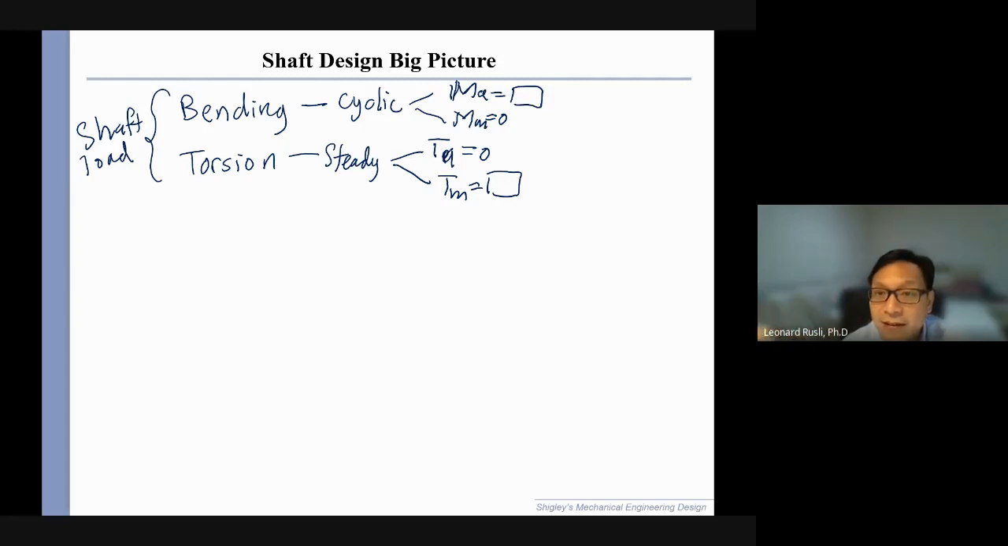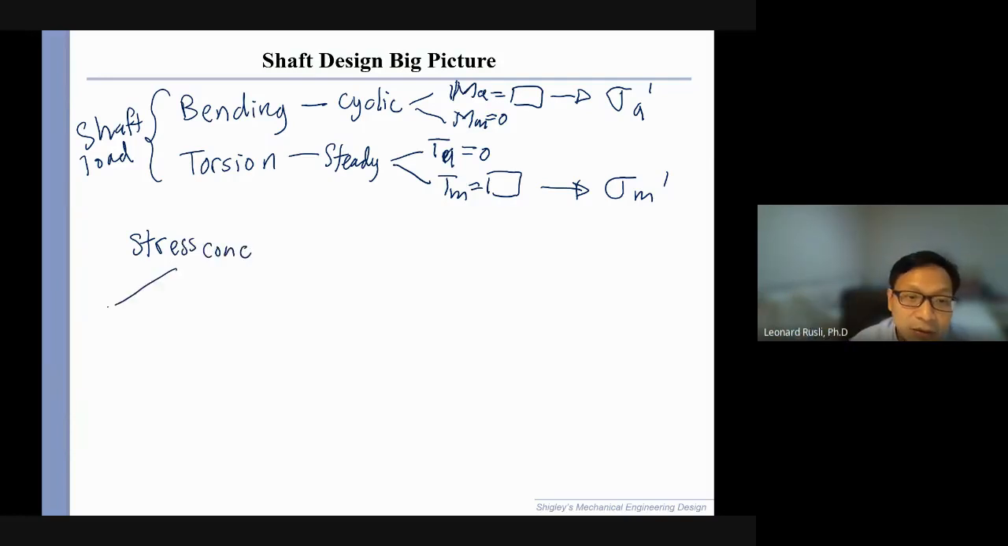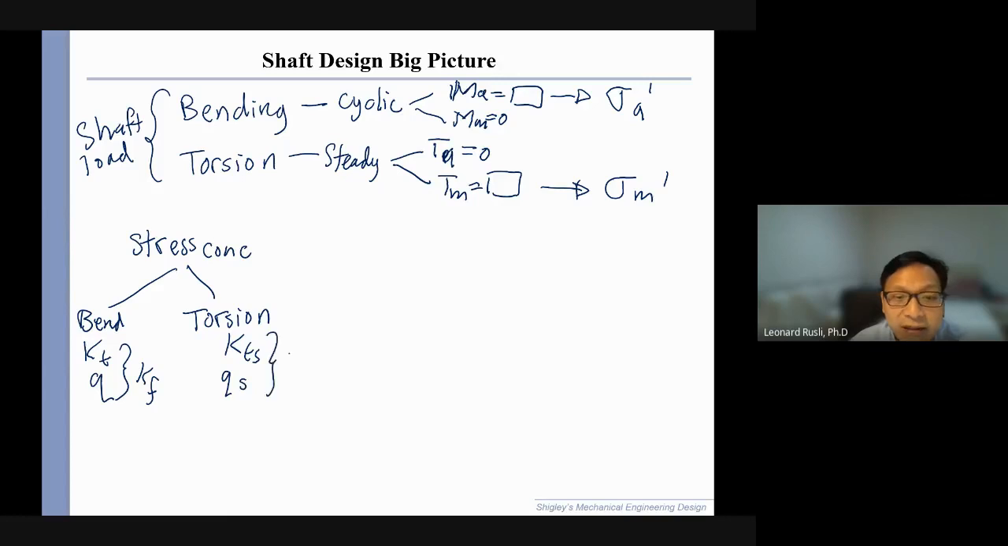We will feed this to the von Mises equation. Sorry, I'll just write it up here. Okay, this will create the alternating stress, and this will create the mean stress. However, don't forget that we have stress concentration. We have bending stress concentration. We have torsion stress concentration. So first we find KT, Q, and then this combined become KF. Again, we have KTS, QS combined into KFS.